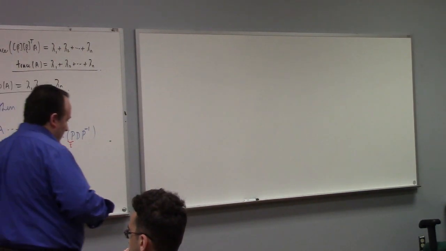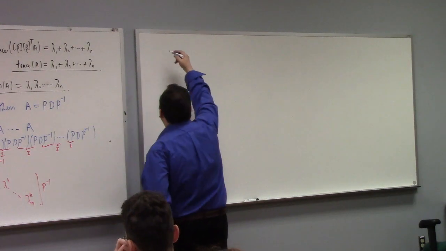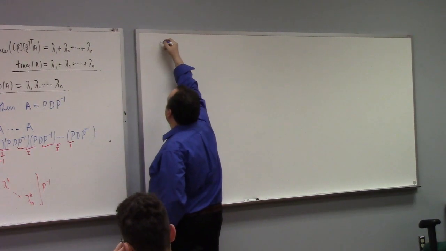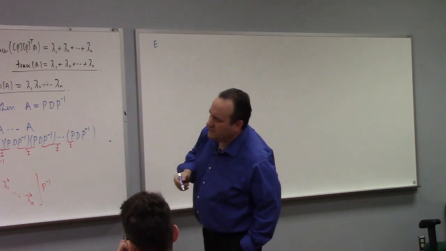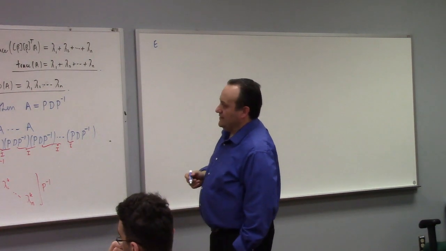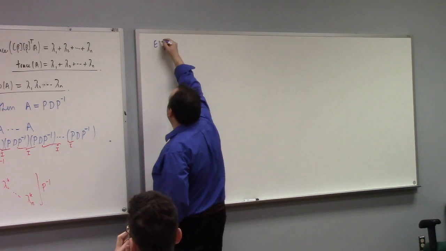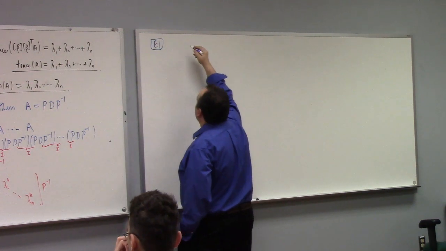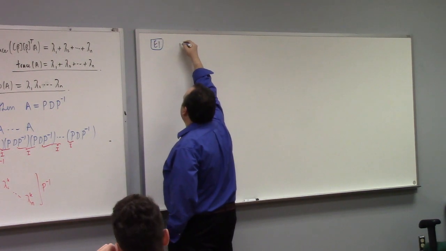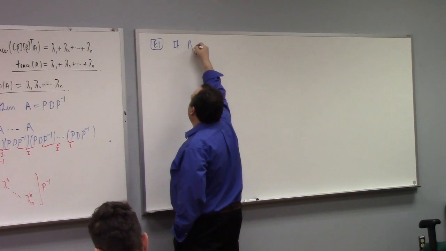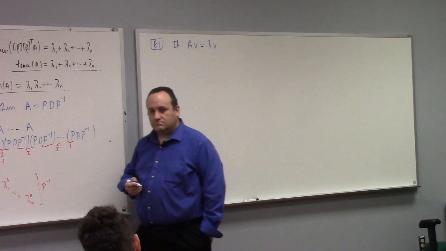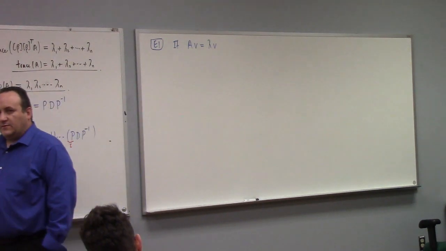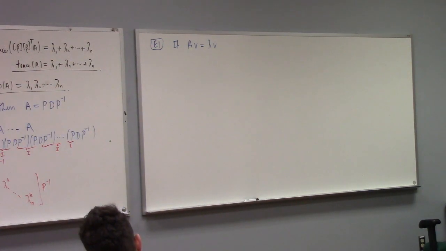All right, another thing I should probably mention is, let's see, where are we? Oh, I guess this is example one. So check this out, guys. If we have AV is equal to lambda V, right? What happens if I multiply this equation by A?